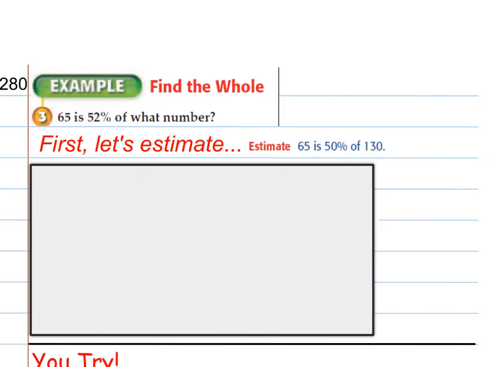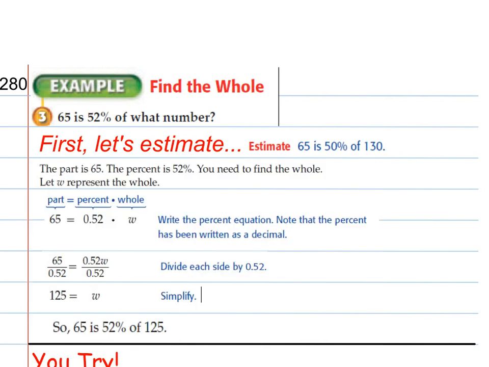So we found the part, we found the percent, now we're going to find the whole. 65 is 52% of what number? So our part is 65, our percent is 52%, we're trying to find the whole. First we're going to estimate. 65 is 50% of 130, which is really close to 52%. So we think our answer is going to be around 130. Let's find out for sure.